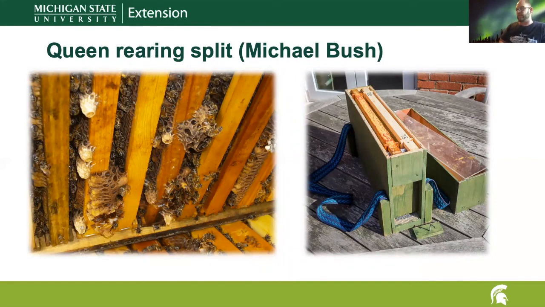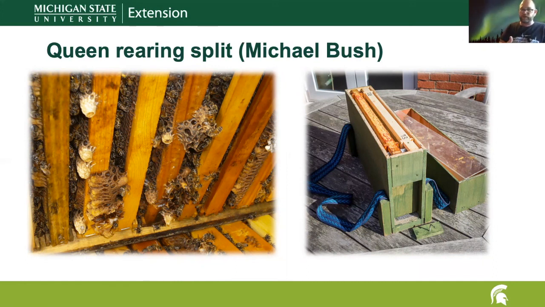And this is something that Michael Bush talks about a lot in a lot of his writings, this 2-frame split. So essentially, when you've got those queen cells up in that Demaree split, you could take those out and essentially create a little mini nuke, and you can use this for queen rearing operations. So what you basically are doing is you're using this as a place for queen rearing.